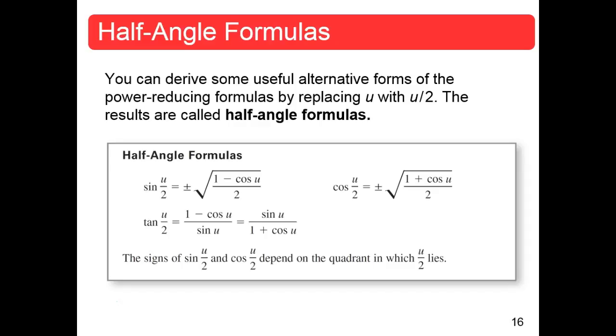The cosine of u over 2 is plus or minus the square root of 1 plus cosine u over 2. And the tangent of u over 2 is either 1 minus cosine u over sine u or sine u over 1 plus cosine u. And the sign of sine and cosine just depends on which quadrant u over 2 lives in, where it lies.